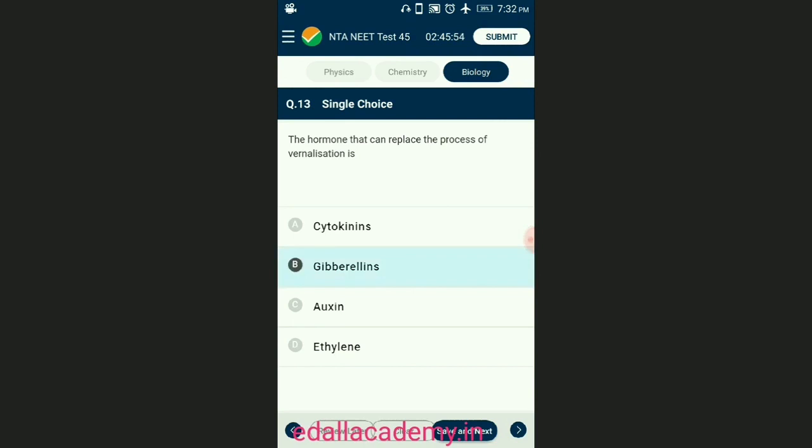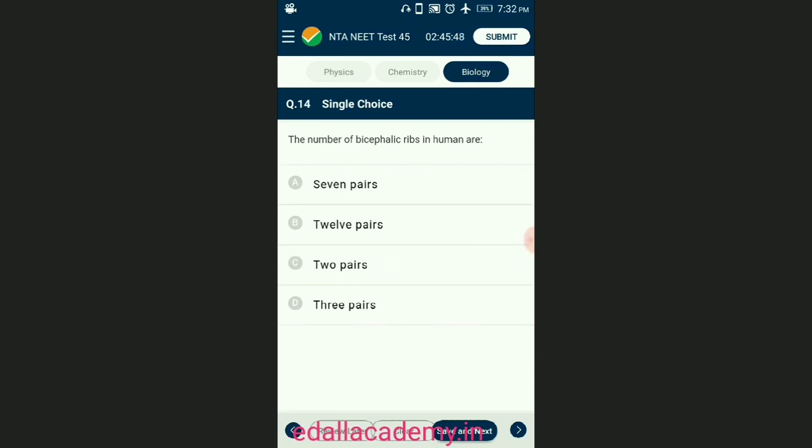Question number 14. The number of bicephalic ribs in humans are. All 12 pairs of ribs are attached dorsally to the vertebral column. Each rib has 2 articulation surfaces on its dorsal end, and hence it is called bicephalic. Out of 12 pairs of ribs, only the first 7 pairs are attached dorsally to the thoracic vertebrae and ventrally to the sternum. They are called true or vertebrosternal ribs. So the answer for this question is option B, 12 pairs.